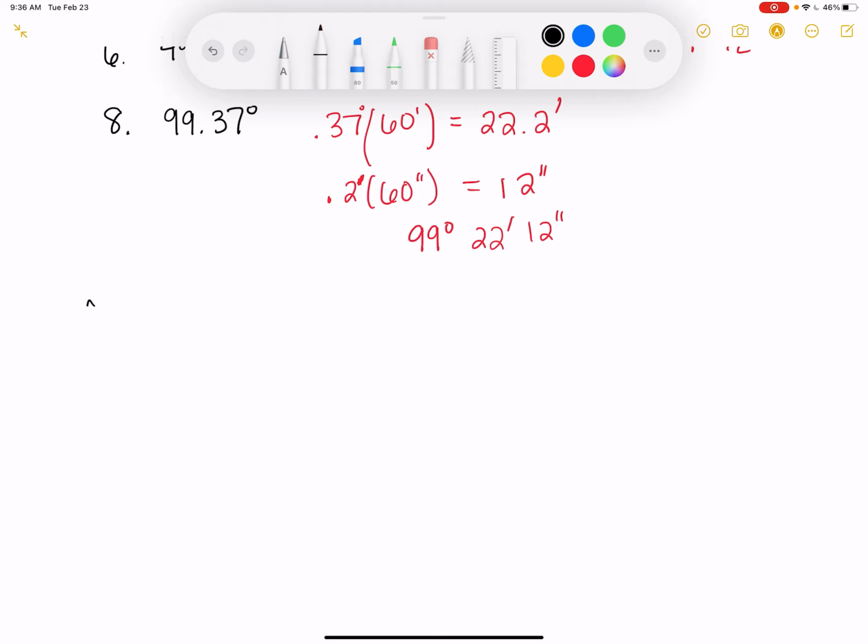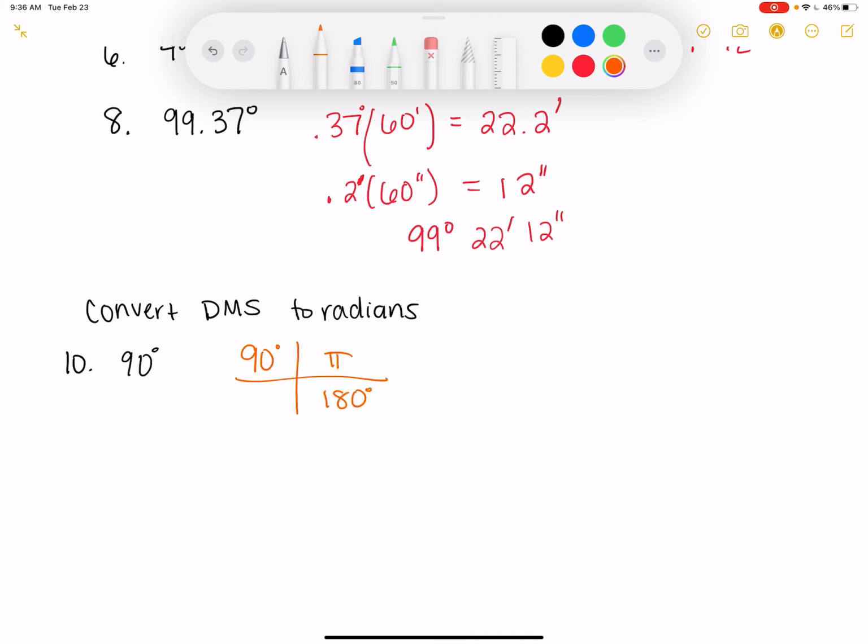So convert degrees, minutes, seconds to radians. I'm just gonna call them DMS. I've never been able to see the other way. So 90 degrees, I need it converted to radians. How do I do that? Do we have to change the mode on our calculator for this? No. Pi radians, so pi over 180. I hope you don't need a calculator for this one. Pi over 2.